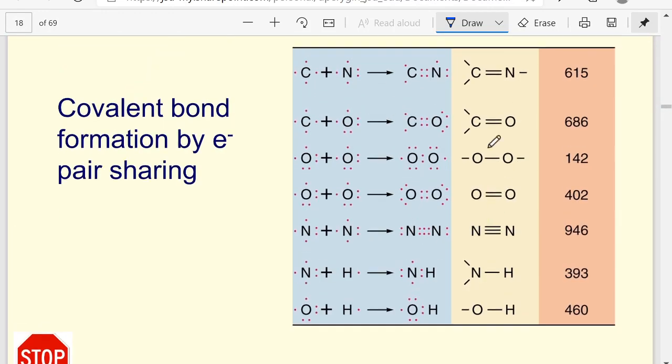And of course, these covalent bonds form by electron pair sharing. You should already know this from general chemistry and from organic chemistry. It really shouldn't be new material for you.